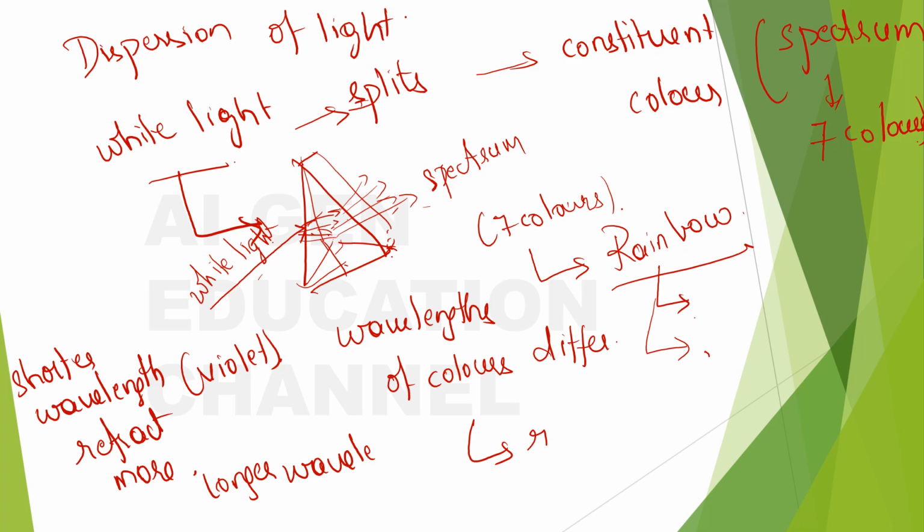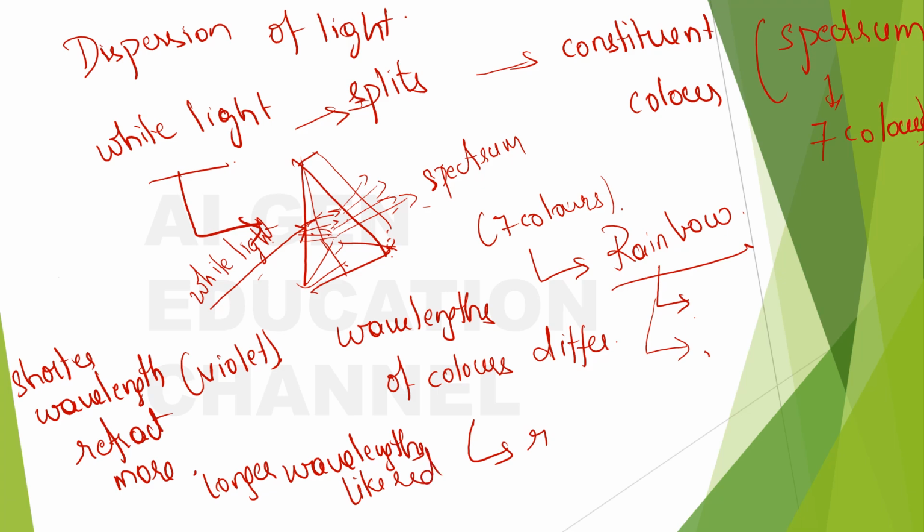Because of this difference in the capacity of refraction, when white light has passed through a prism, there is a difference in density, and because of this refraction occurs. When this refraction is occurring, because of the differences in the wavelengths, some will refract more and some will refract less, and so you will be able to clearly see all the colors separately. So a shorter wavelength like violet will refract more as compared to a longer wavelength like red.